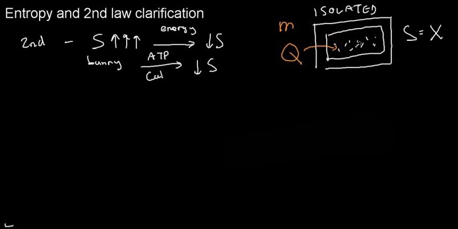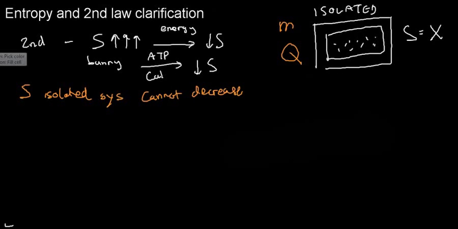And if this system can't take in energy, it's not going to be able to decrease its entropy. So this is the idea. If the bunny wouldn't be able to feed on its environment, it wouldn't be able to decrease its entropy, and it would die, essentially. But basically, this is why the entropy of an isolated system cannot decrease. This is why.